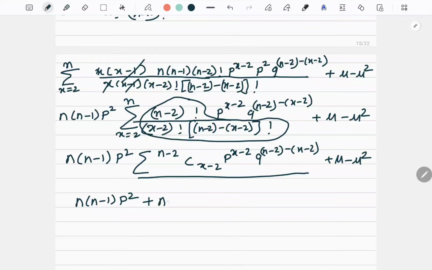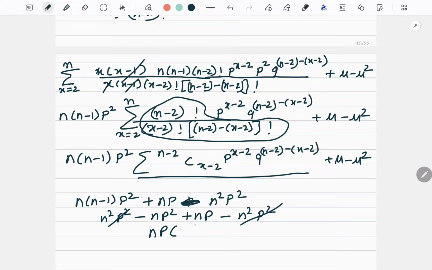And I am left with n minus 1 p square. What is mu? np, we have derived. What is mu square then? n square p square. Open the bracket: n square p square minus np square plus np minus n square p square. So this and this are gone. Take np common, so 1 minus p, so npq. So this is the expression for variance.